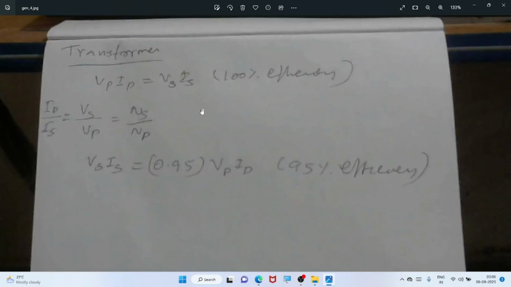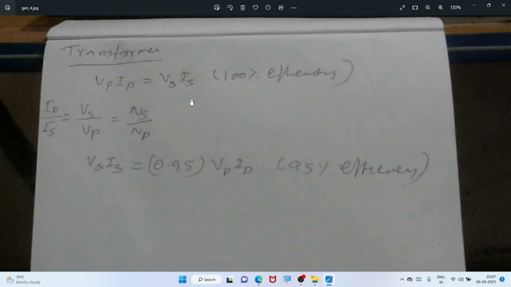So this is for the transformer case. Input power equals output power for a 100% efficient transformer. Power equals VA: voltage in the primary times current in the primary equals voltage in the secondary times current in the secondary. So input power equals output power, 100% efficiency. But if you say 95% efficiency, then the output power equals 0.95 times the input power. Okay, 95% efficient, only like that you have to.